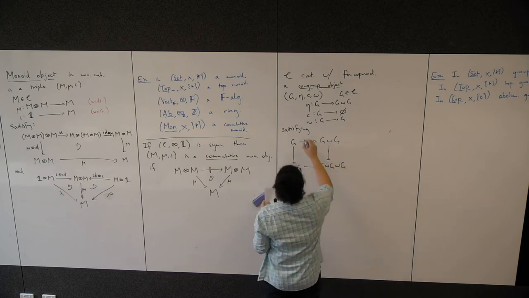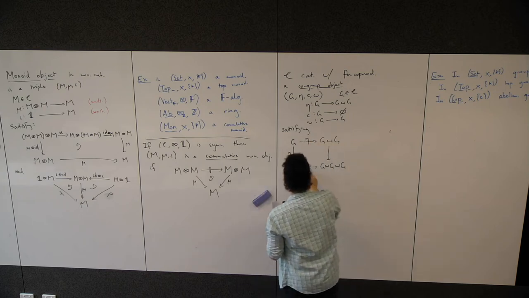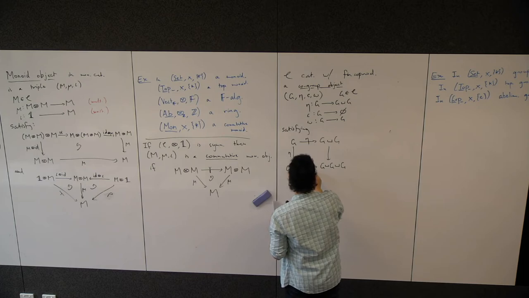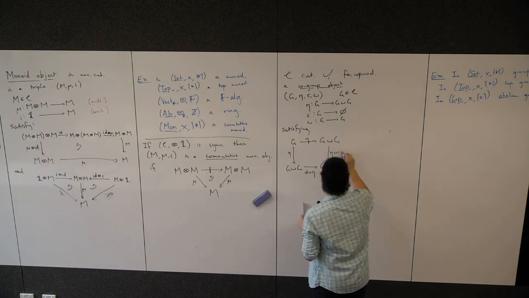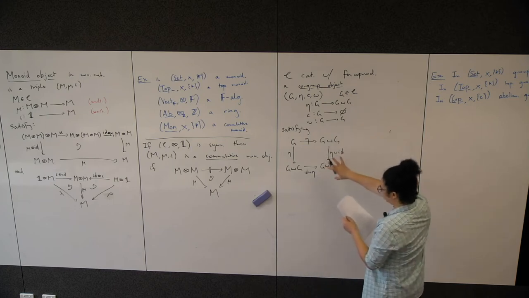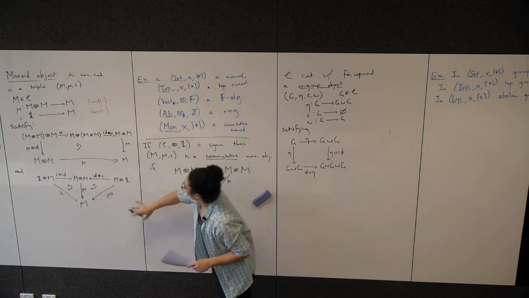So I use my co-multiplication. I use the same here. Here I keep an identity on one side and use co-multiplication on the other. And here I do it the other way around. So that's co-associativity. And then I want some co-unit thing to compare to this.